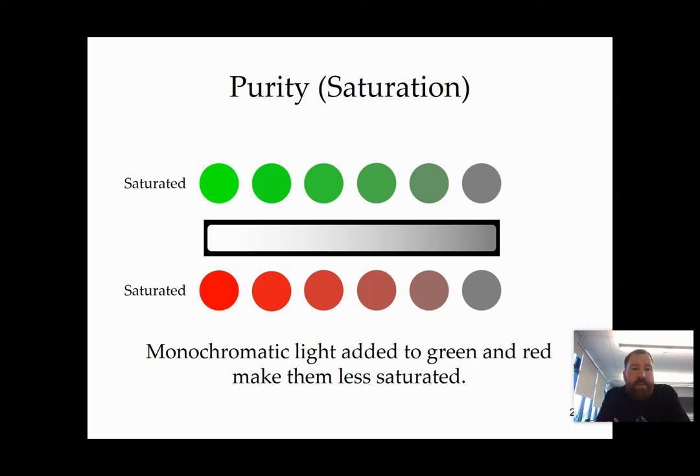But when you add monochromatic light, so this is not natural light, but one color of light, to green or red, it makes them less saturated. Again, it just kind of grays them out.